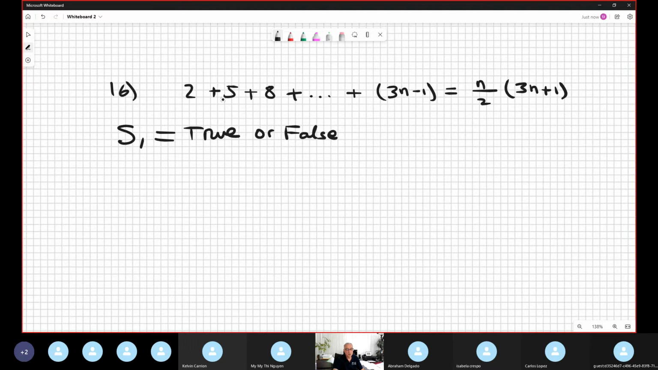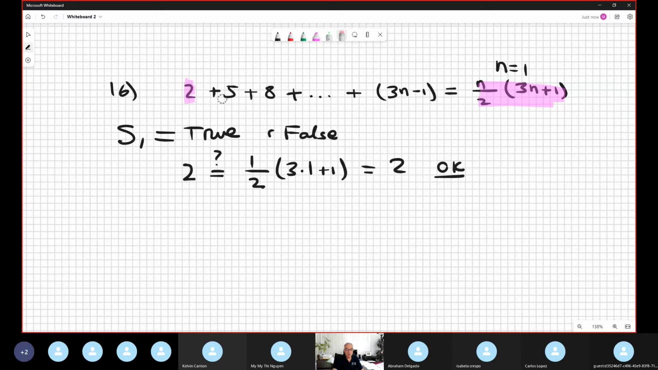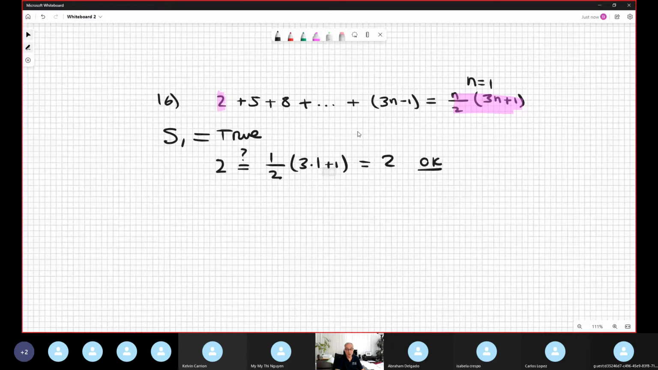To prove that, you take the first term, which is 2, and plug n equal 1 into this expression, statement 1. So 2 equals 1 over 2 times 3 times 1 plus 1. 3 times 1 is 3, plus 1 is 4, 4 divided by 2 is 2. 2 equals 2, so it's true. Do you follow me? However, we cannot try statement 2, statement 3, and so on, because you would never finish.